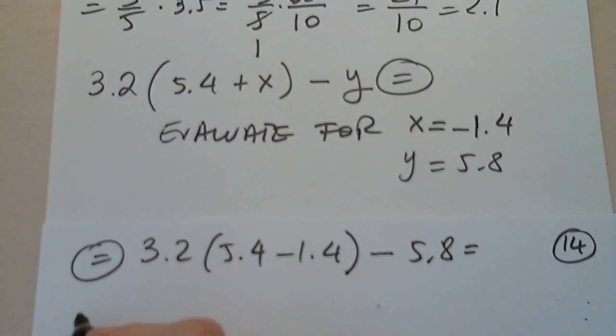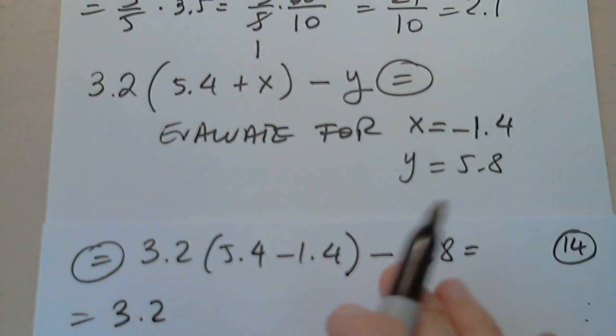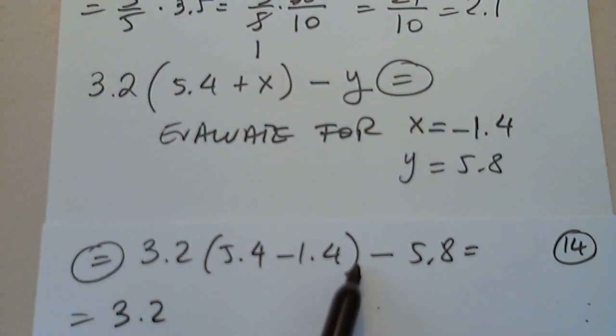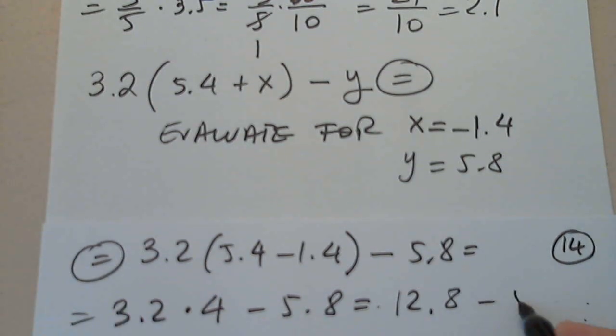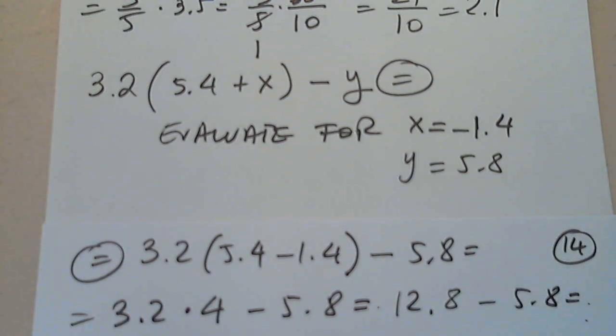Yes. So then I have 3.2. This is easy. 5 minus 1 is 4. 4 minus 4 is 0. So this is multiplied by 4 minus 5.8. Good. Very good. What next? You multiply 3.2 times 4. Yes. 4 times 2 is 8. 4 times 3 is 12. 12.8. There is only one decimal digit. Minus 5.8. And this is nice. And the answer is? 7. That's it.